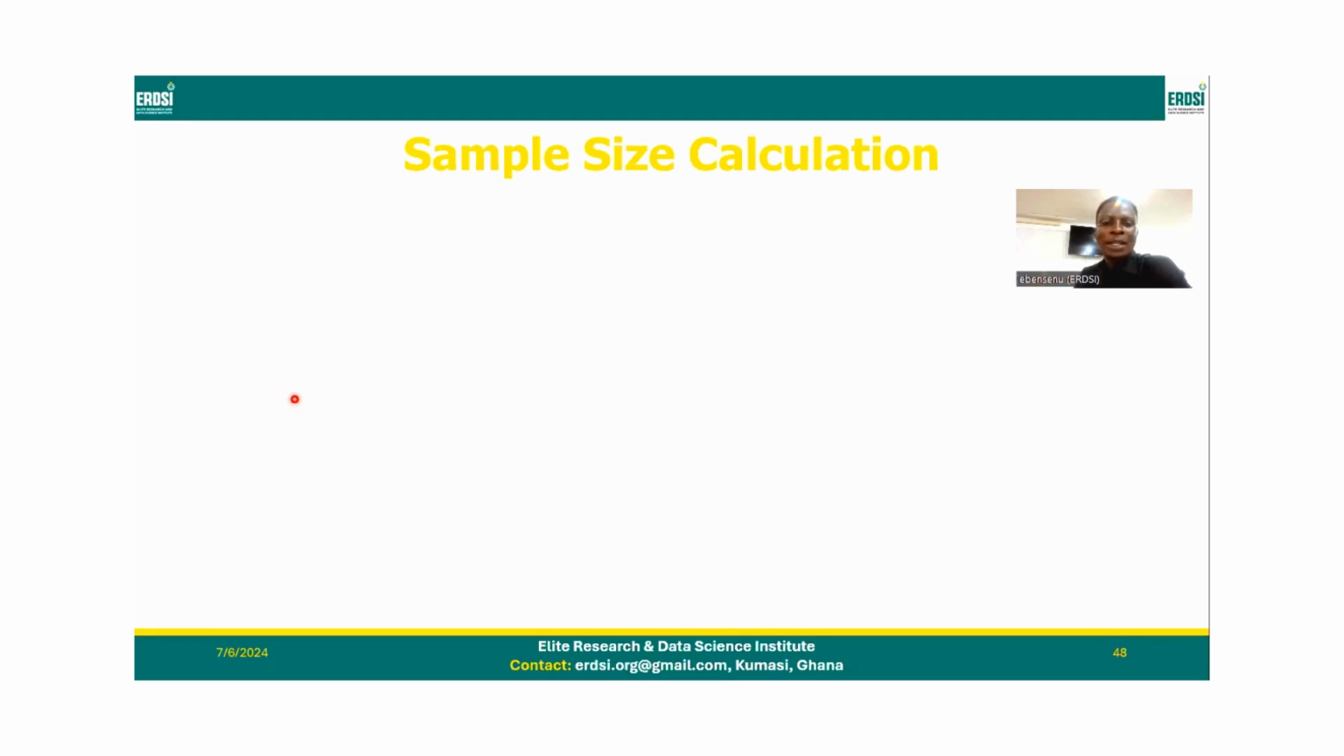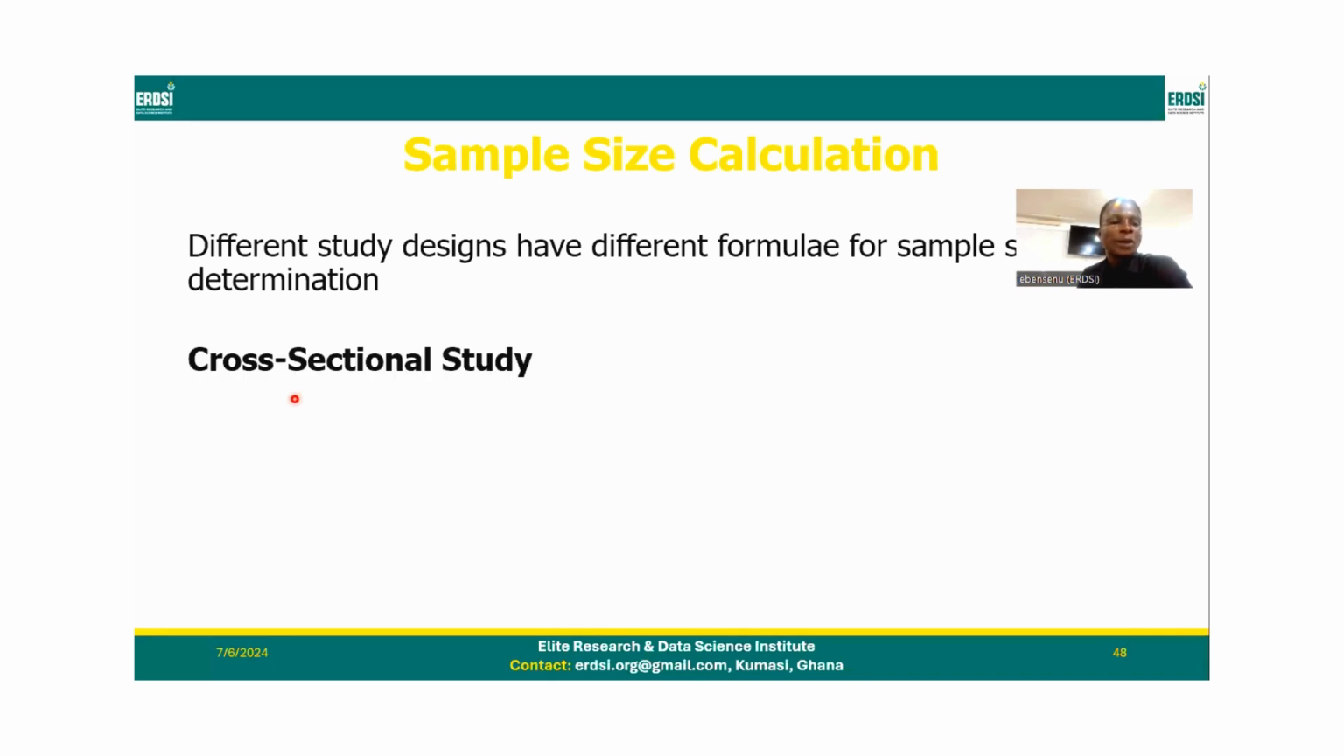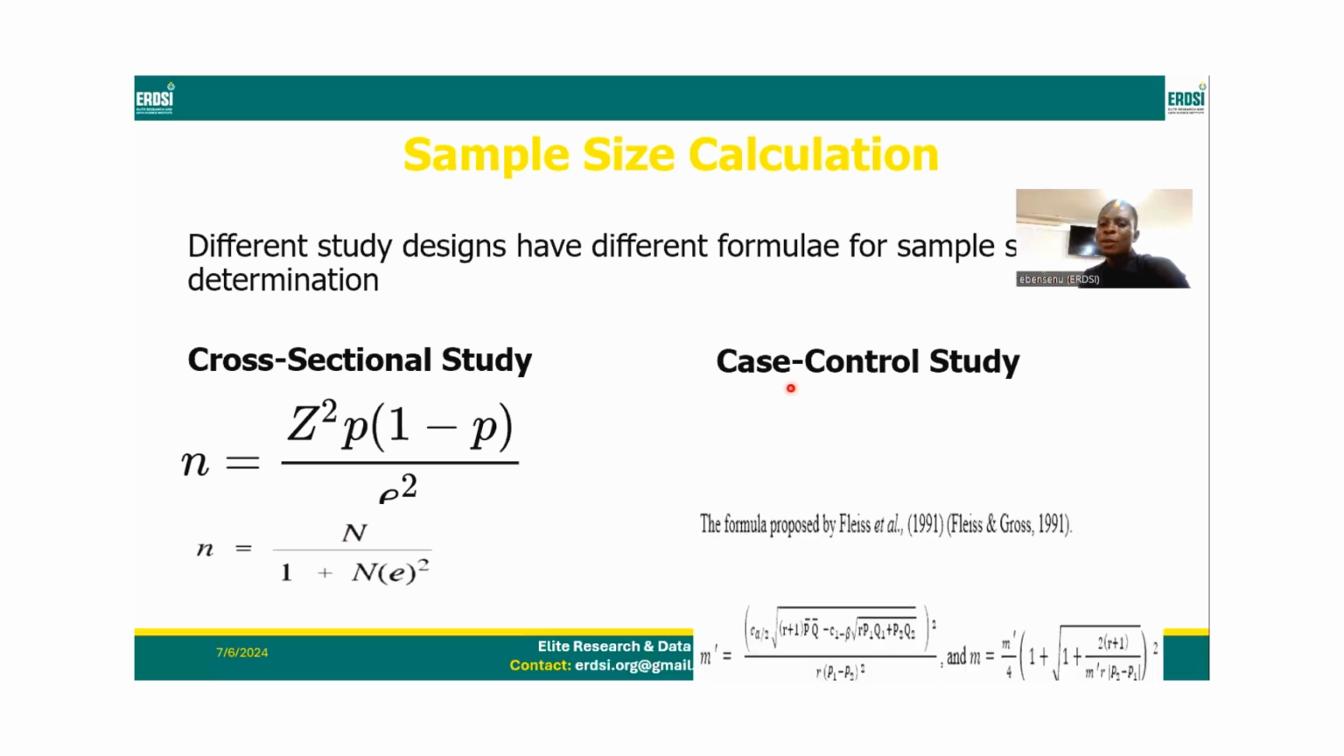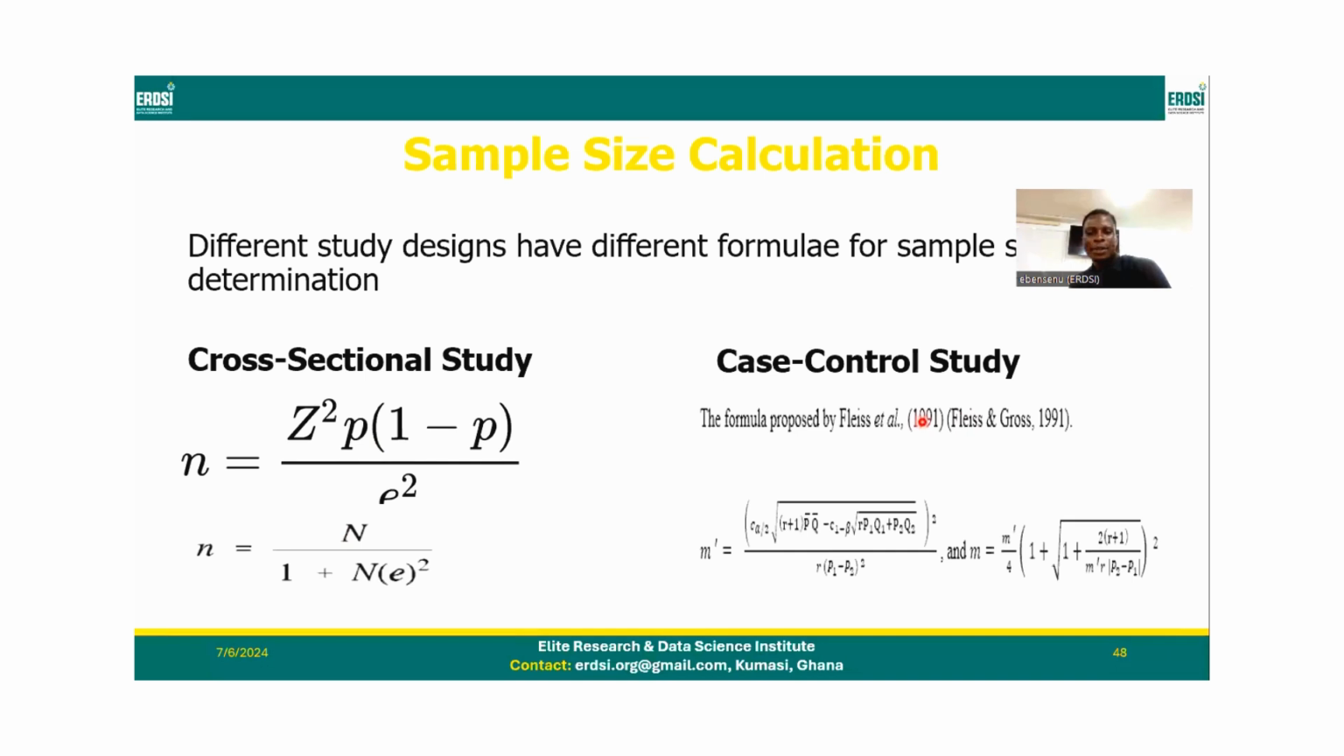We've talked about study design, but I want to let you know that the kind of study design you use is proportional to the kind of sample size you are going to calculate. A typical example is cross-sectional studies, where the most common one we use is the Cochran formula, and we also use the Yamane formula. For case control studies, we also have a lot of them.